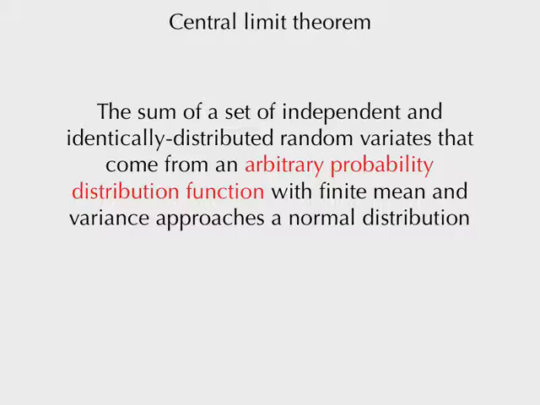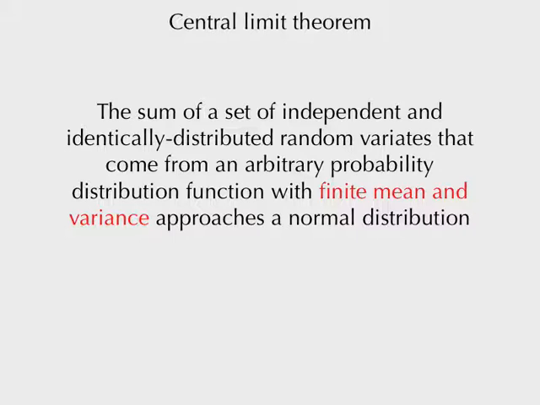Arbitrary probability distribution function. What does that mean? Pick a function, almost any function. Arbitrary. Asterisk: except it has to have a finite mean and variance. Most distributions have that. Like Cauchy does not, something that I don't come across. But uniform, exponential, Poisson, binomial, all these have a finite mean and variance. Sums of them have a finite mean and variance. Mixtures of them too.